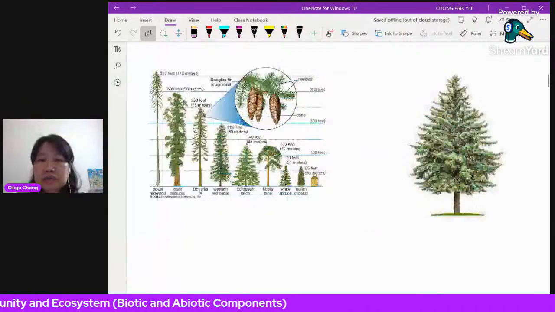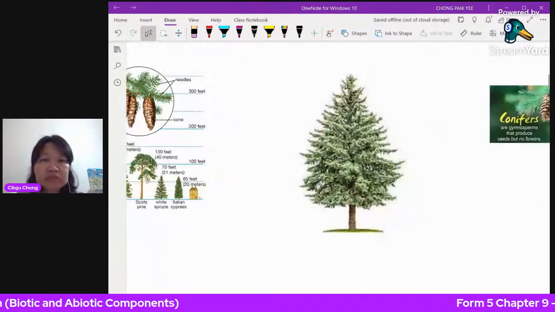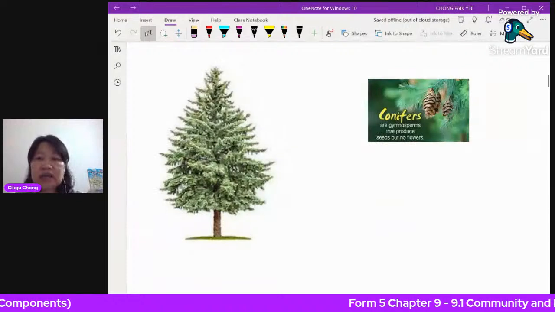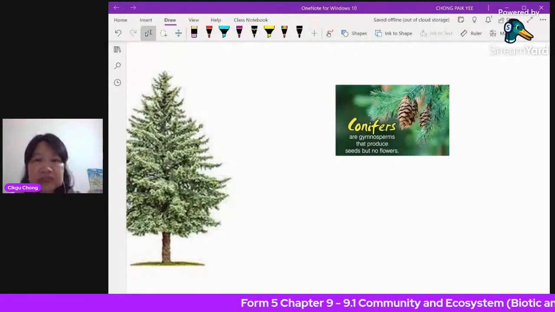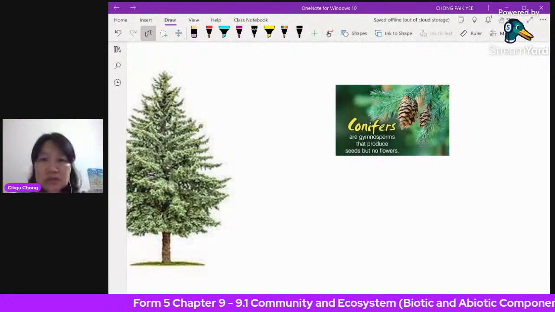Okay, now let's look at this. It is a pine tree. Right, I'm sure you see that in Malaysia as well. The conifers, they are gymnosperms. They produce seeds, but the seeds are inside the cone here. They don't have flowers. Okay, they are called conifers.